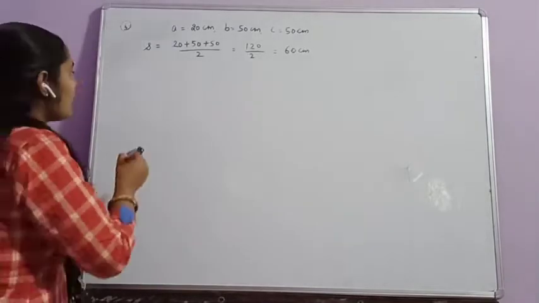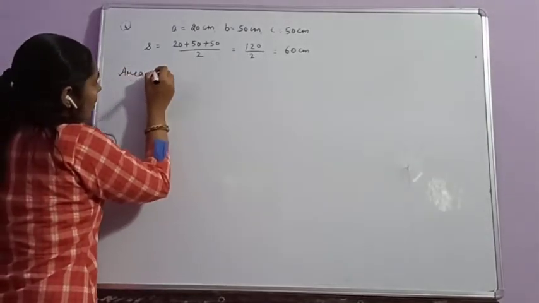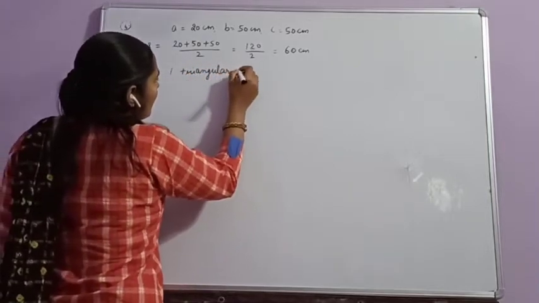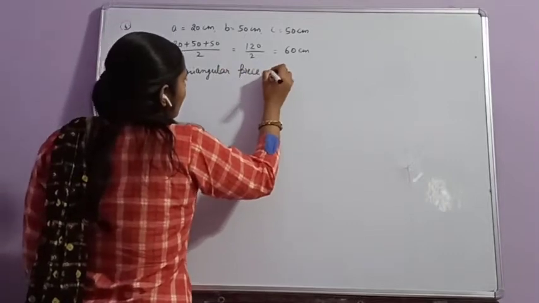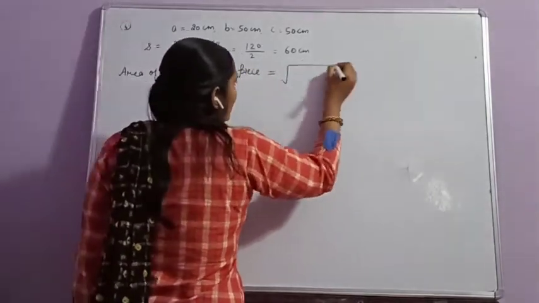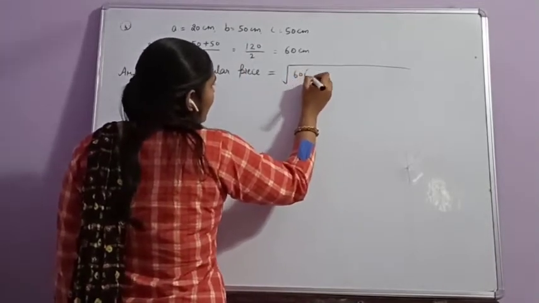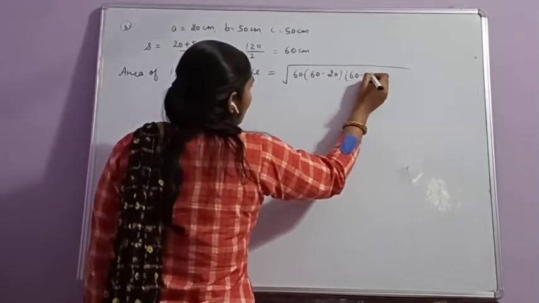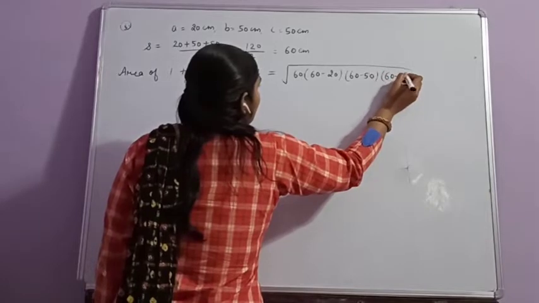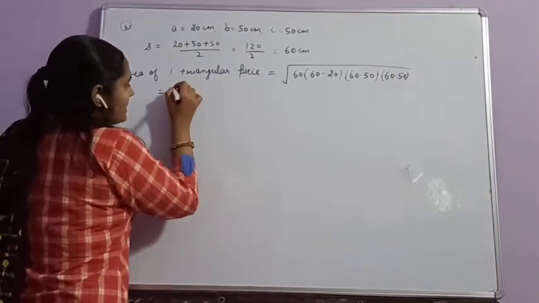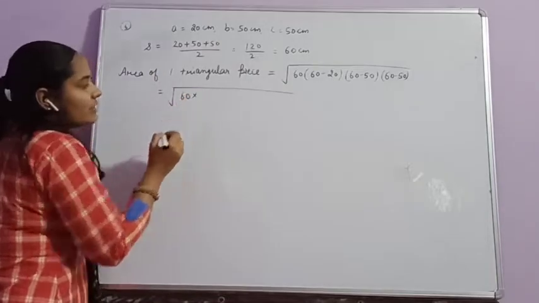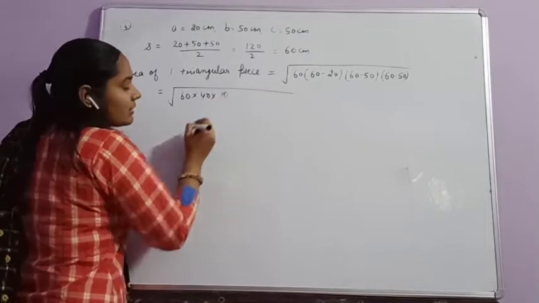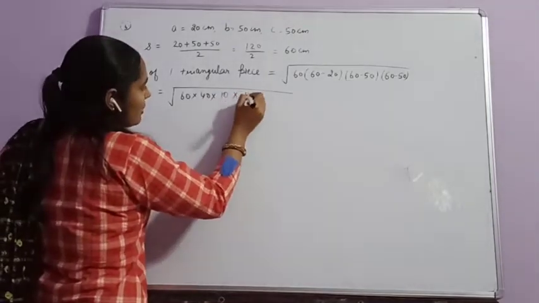Now by using Heron's formula, the area of one triangular piece is equal to square root of S into S minus A, S minus B, S minus C. S is 60. S minus A, A is equal to 20, so 60 minus 20 is 40. S minus B, 60 minus 50, that is 10. S minus C, 60 minus 50, that is equal to 10.